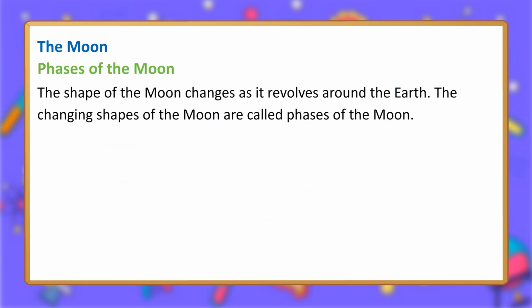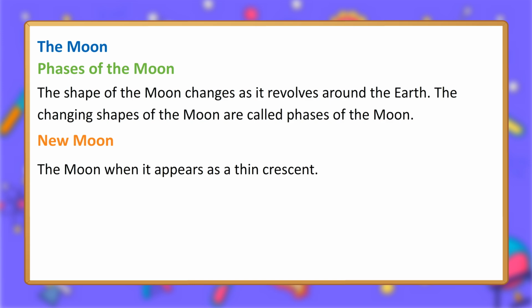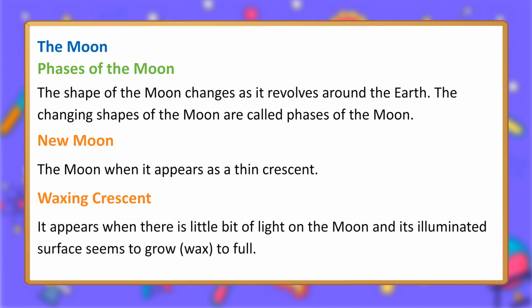Phases of the moon. The shape of the moon changes as it revolves around the Earth. The changing shapes of the moon are called phases of the moon. New moon. The moon when it appears as a thin crescent. Waxing crescent. It appears when there is a little bit of light on the moon and its illuminated surface seems to grow, wax, to full.